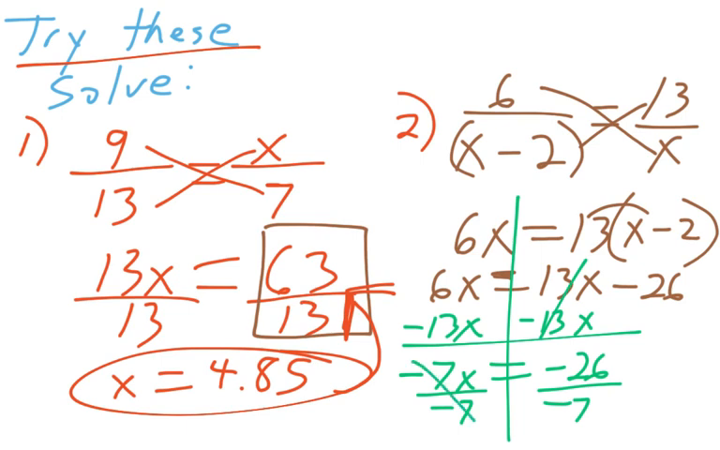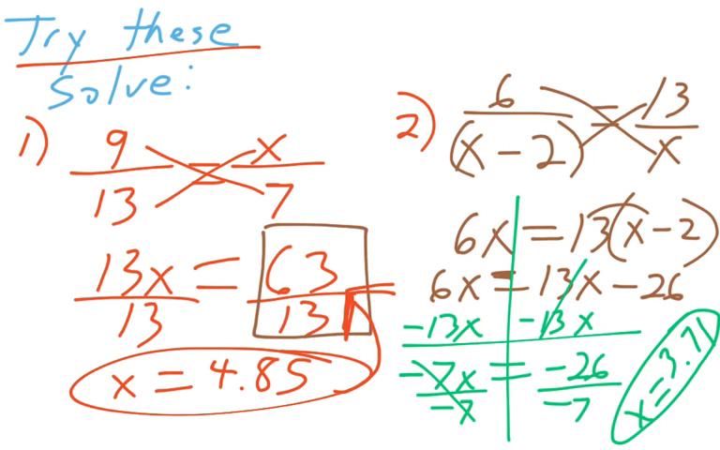Now again, Khan Academy, if you're doing Khan Academy, an online program, you might have to type in the exact answer there, which would be 26 over 7 because that does not reduce. But we're going to use the decimal for right now. We know it's positive. So 26 divided by 7. If we round it to the nearest hundredths place, 3.71. Okay?